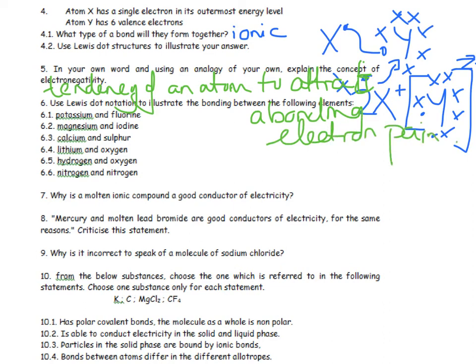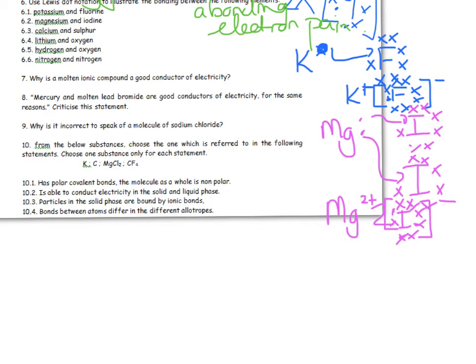Use Lewis dot notation to illustrate the bonds in the following elements. So you're first going to have potassium with one valence electron, and it's going to transfer to fluorine, and you're going to have K plus and F minus. Don't forget to show all of those steps. Magnesium has 2 valence electrons, iodine has 7. Magnesium sends its electron to iodine. There are 2 iodines required, so it's 2 iodides and 1 Mg2+.